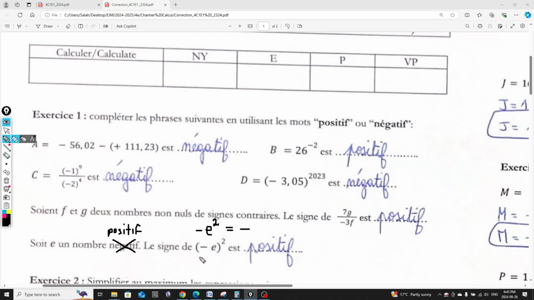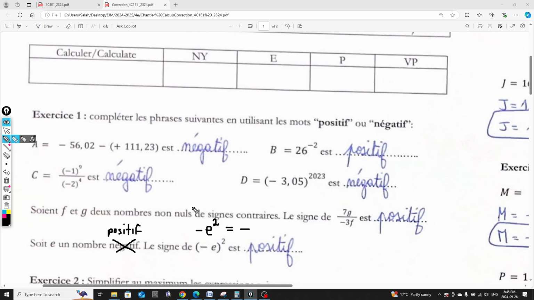Okay? If you have the brackets, and let's say that E is a positive value, this is going to be negative E. Let's say E is 3. You're going to have negative 3, but because you've got the brackets, this to the power of 2 literally means negative 3 times negative 3. Well, negative 3 times negative 3 is a positive 9.